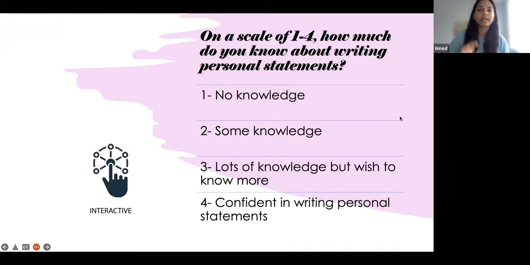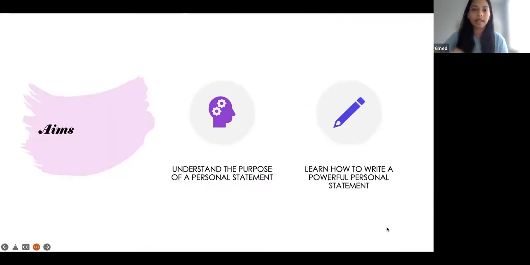I always have these kinds of slides, and I'll ask the same question at the end of the session. It will be a bit of feedback for me on how well I've taught the session, but also for you to see how much you've learned over this 1 hour session as well. So most people are saying either 2s or 3s. Okay, that's good. So that's what we're here for this session, to learn more about it and try to understand how to structure your personal statement, which is great. Moving on to the next slide.